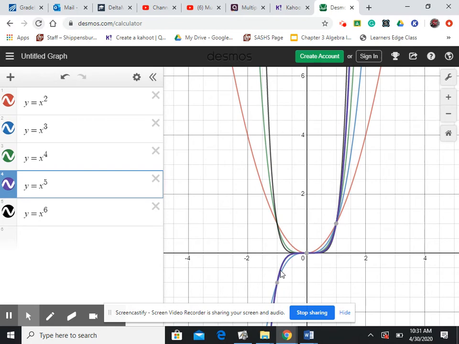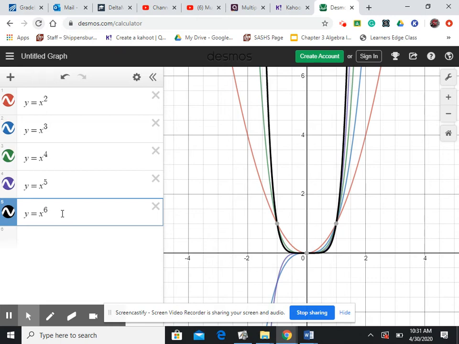Purple is x to the 5th. Blue is x to the third. Again, x to the third and x to the fifth both go down. X squared, x to the 4th, x to the 6th all go up.